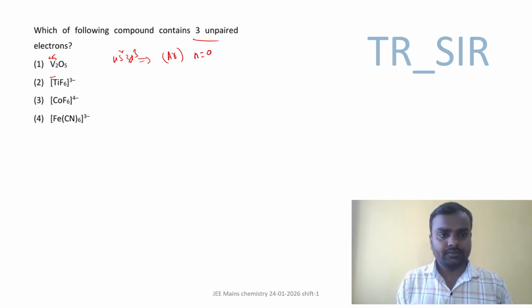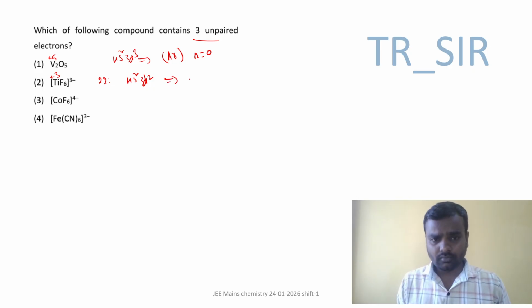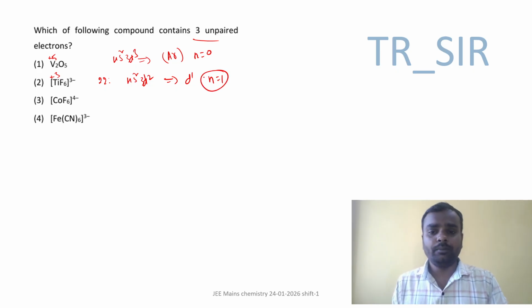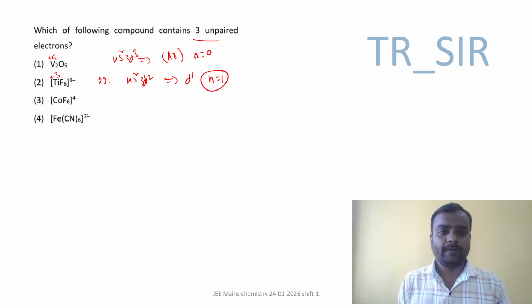If you take titanium, here is titanium plus 3. Titanium's atomic number is 22, right? That means 4s2, 3d2. If you remove 3 electrons, you will get d1. n is equal to 1 is coming. That means the number of unpaired electrons will be 1.